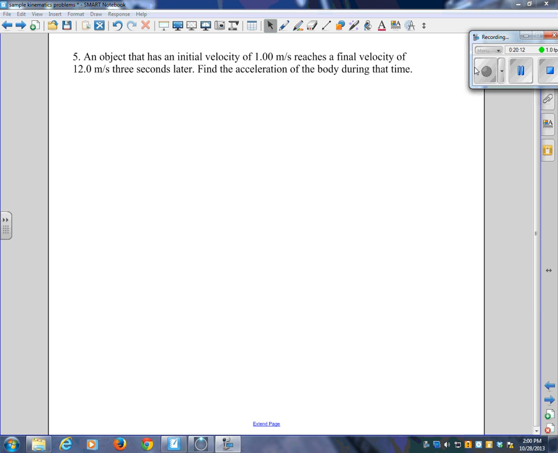Jason Allard says 3.7. Yes, I do. An object that has an initial velocity of 1 reaches a final velocity of 12 3 seconds later. Find the acceleration of the body during that time. Right away, you write a equals delta v over delta t, and then you should realize, oh, I got to do something before that.